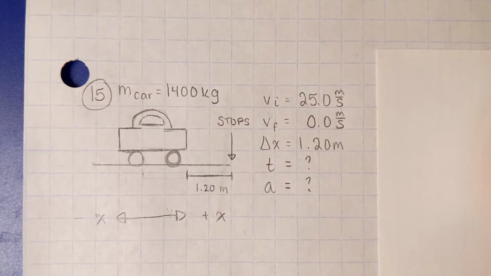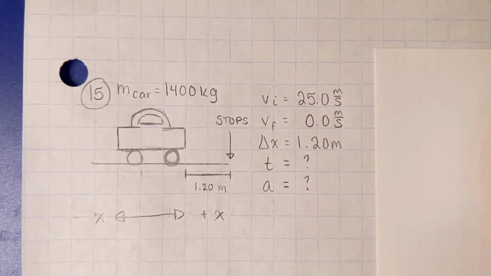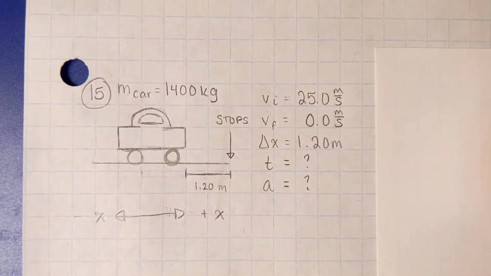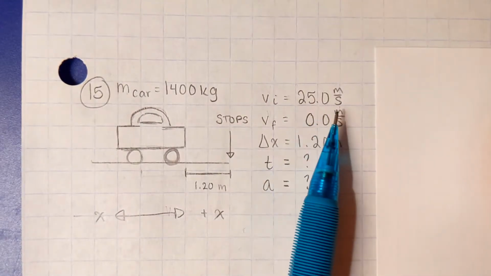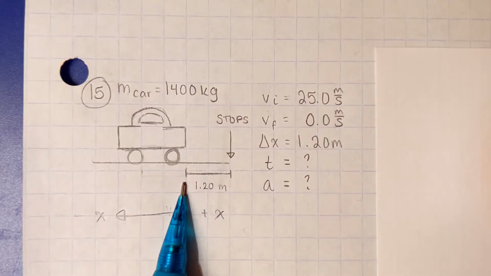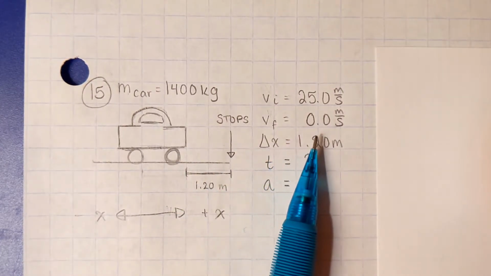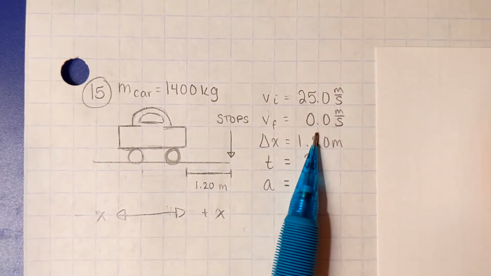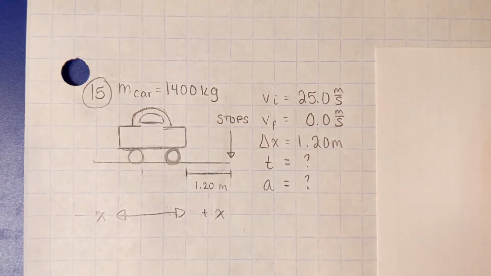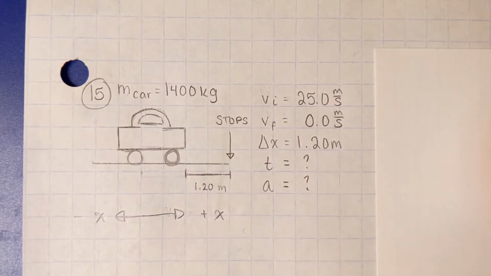Okay, so the first thing we're going to do is write out our givens. So we know that the mass of the car is 1,400 kilograms. We know that the car initially is at 25 meters per second, but it's going to stop 1.2 meters from its original point, which is here. So that means the final velocity is going to be 0 meters per second, and then the displacement is going to be 1.2 meters. What we don't know is the time, and we don't know the acceleration.